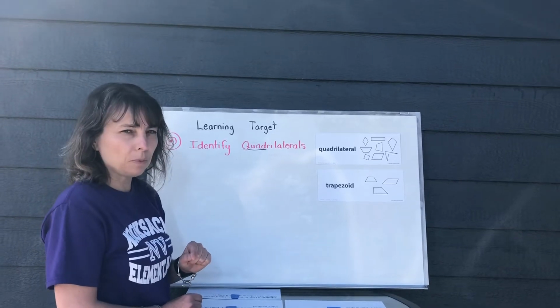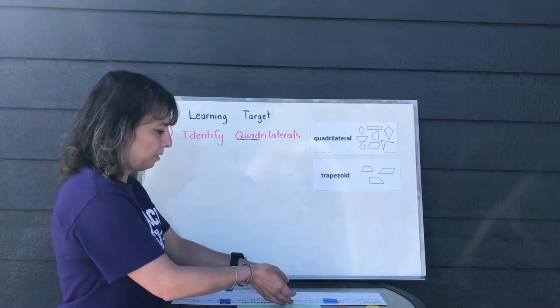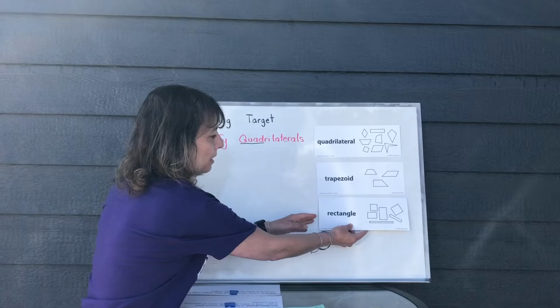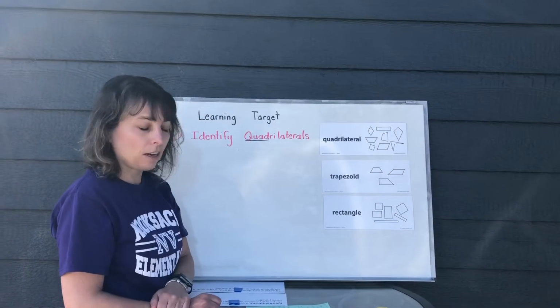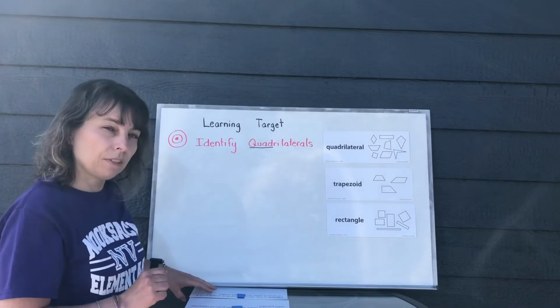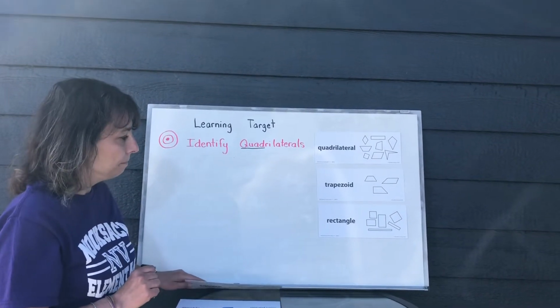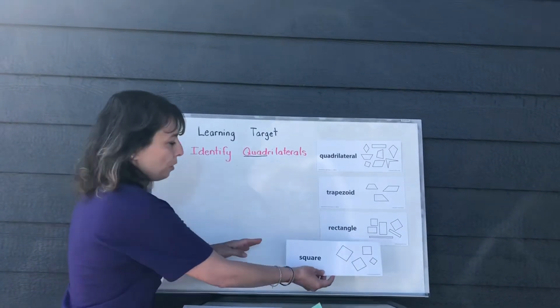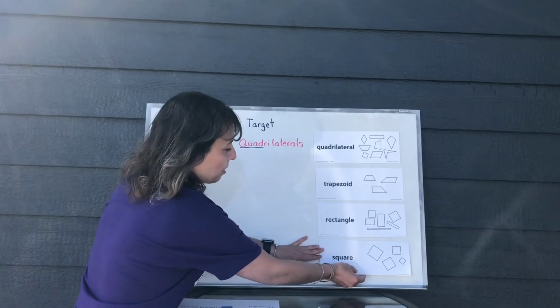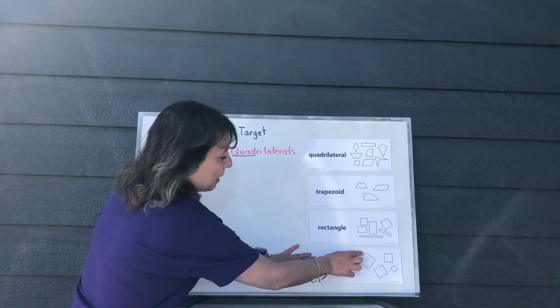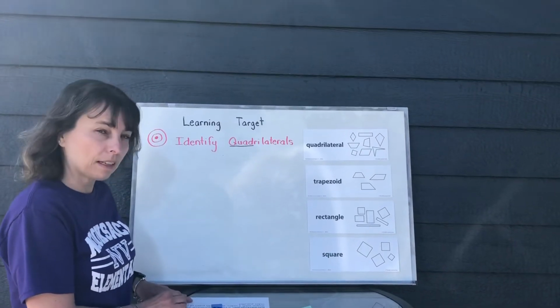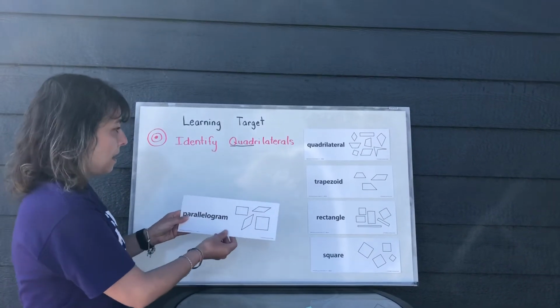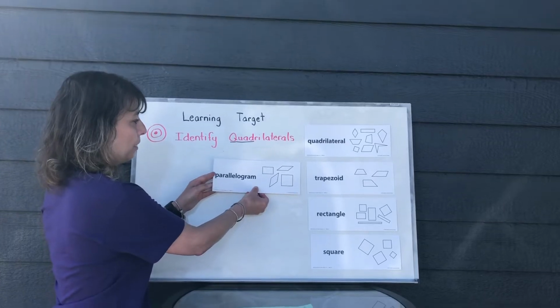But you know what? There's some other ones too. What about rectangle? All of those. Quadrilaterals. They all have 4 sides. Can you think of another quadrilateral? Of course, square. That's the one that has 4 equal sides. And I've got another one here I'm thinking of. It's another long word, and it is parallelogram.